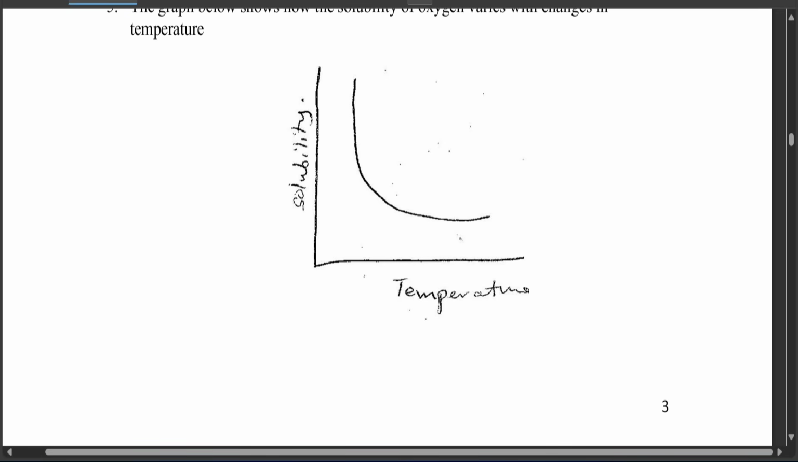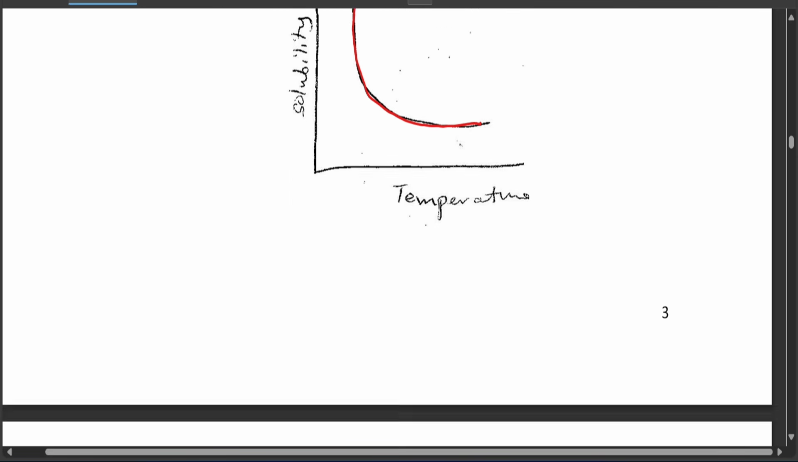So if you look at the curve, solubility decreases with increase in temperature. If you increase the temperature, the solubility of that oxygen gas decreases. So the more heat you apply, it means that fewer oxygen molecules will dissolve in water. So that's the meaning of it.